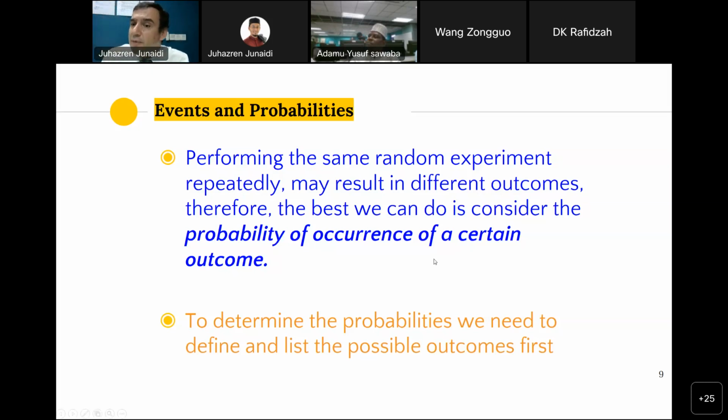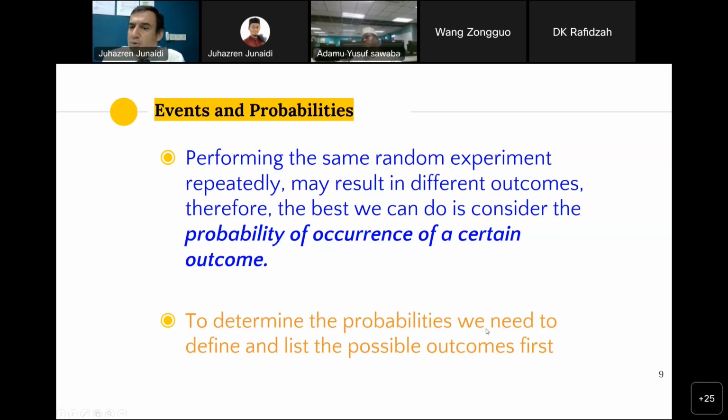So the probability of occurrence of a certain outcome, that's what we can actually consider. We cannot be sure. We cannot say from the beginning there will be nobody who has 10 tails. We can't say that, because all events are mutually exclusive, meaning one is not affecting the other. But still, we can say there will be just a few persons, if any, who will have all tails or all heads.